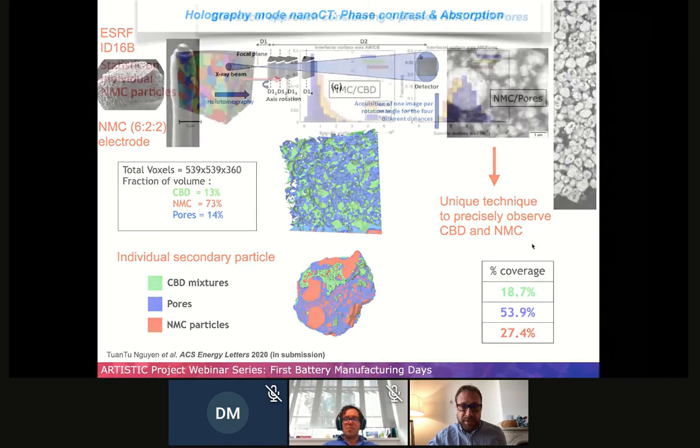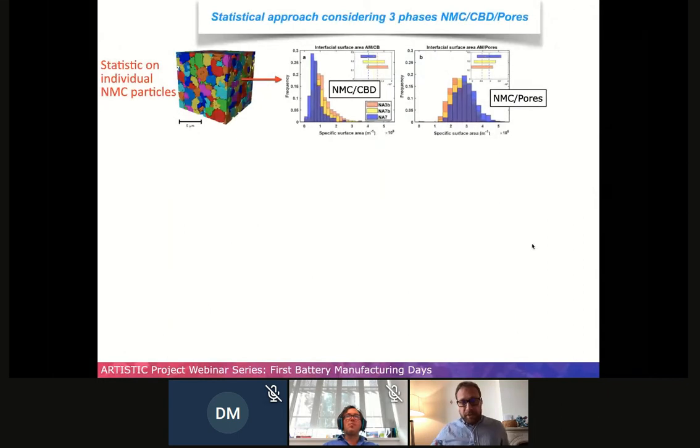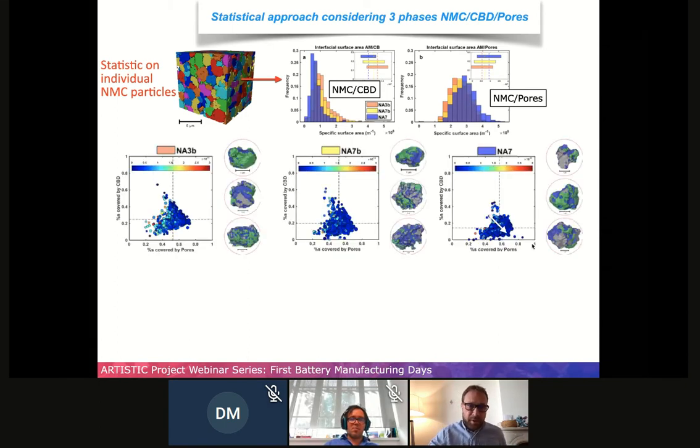So that's why we use it to go further, using a statistical approach considering these two phases. We try to separate every single NMC particle, and we treat all the single NMC particles with a statistical approach. This is what we've got. We have 3 different samples, with different loading and different CBD content.